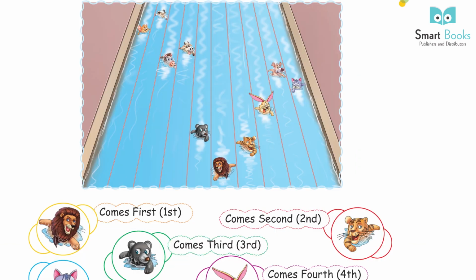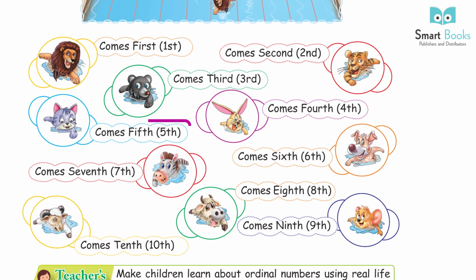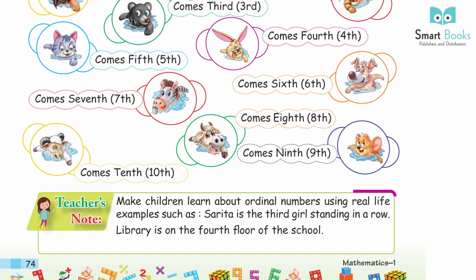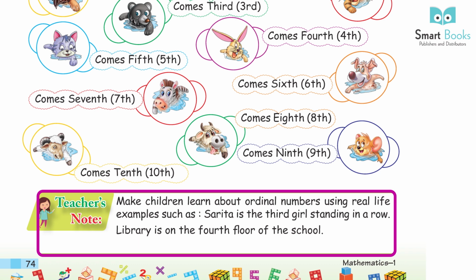Comes first, comes second, comes third, comes fourth, comes fifth, comes sixth, comes seventh, comes eighth, comes ninth, comes 10th. Teacher's note: make children learn about ordinal numbers using real-life examples, such as Sarita is the third girl standing in a row. The library is on the fourth floor of the school.